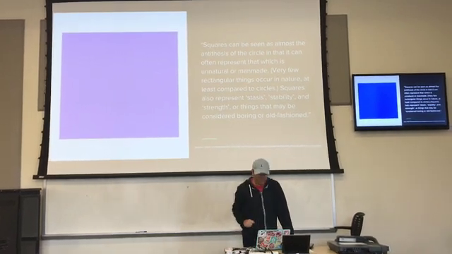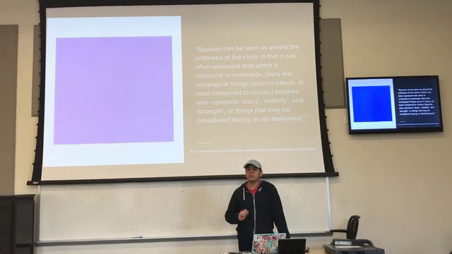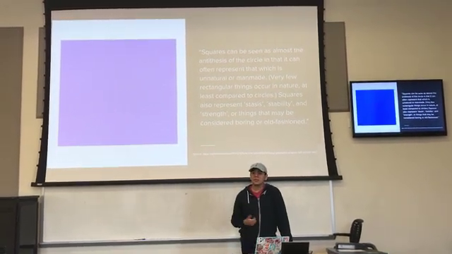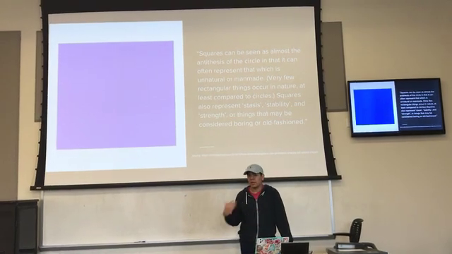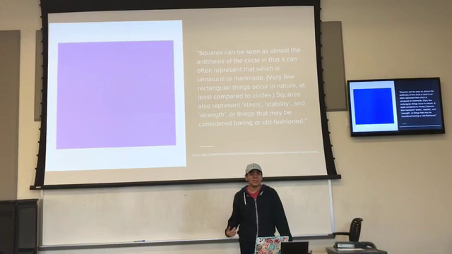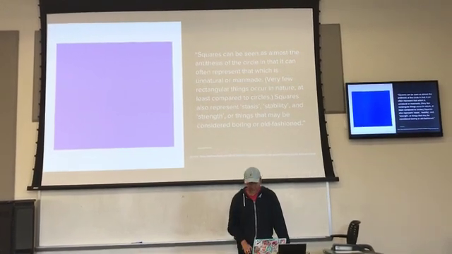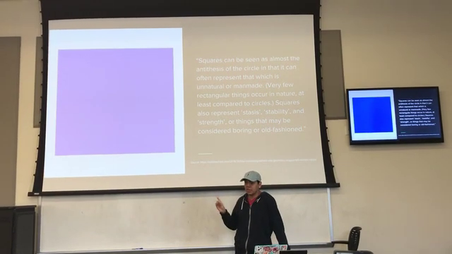stability. So in an article published by V. Renee on nofilmschool.com, she says that squares can be seen as almost the antithesis of the circle, and that it can often represent that which is unnatural or man-made. Squares also represent stasis, stability, strength, or things that might be considered boring or old-fashioned. And one of the key things I want to focus on in this definition is stability.